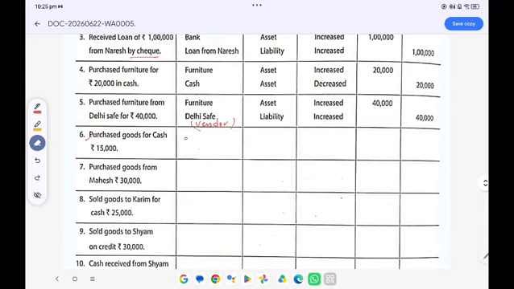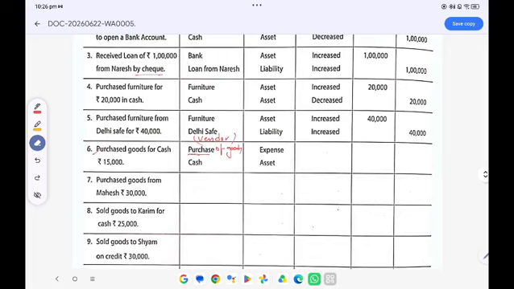So what are the accounts involved here? Purchase and cash. Purchase means purchase of goods, that is the hidden meaning, so you can write purchase only. What are the two accounts involved? Purchase and cash, and what are these? Expense and asset. Purchase is an expense. Why? Because of its recurring nature. Furniture we consider an asset because of its non-recurring nature.